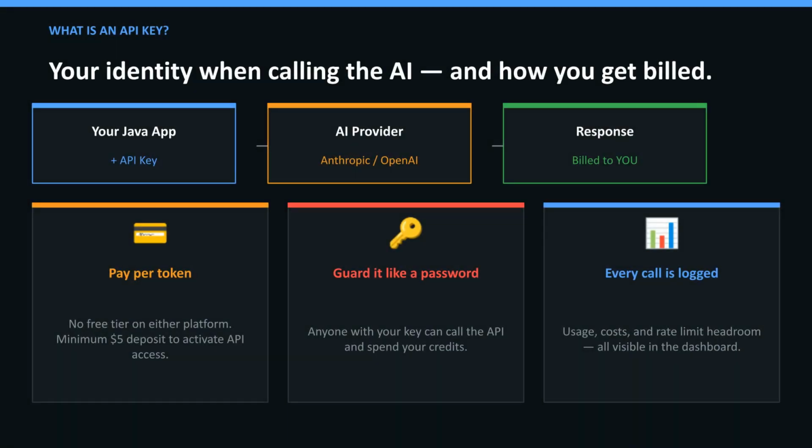An API key is your identity when you call an AI service from Java. Your application sends the key with every single request. The provider uses it to authenticate you and to charge you.